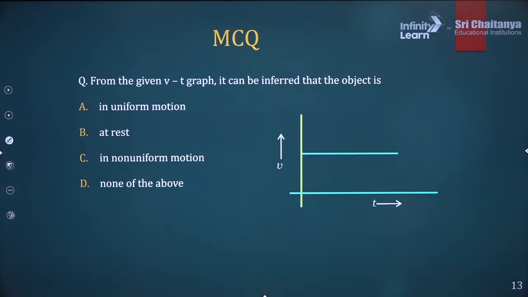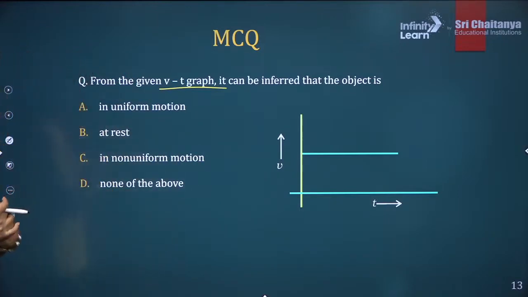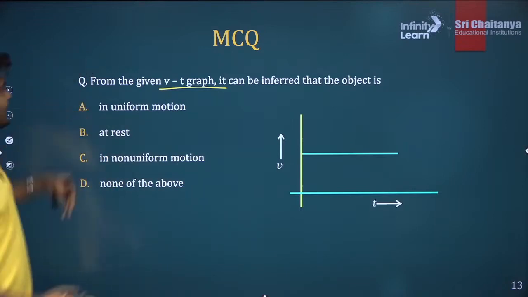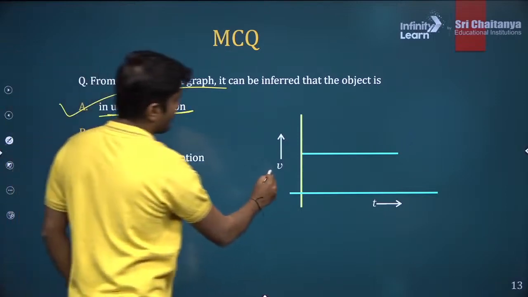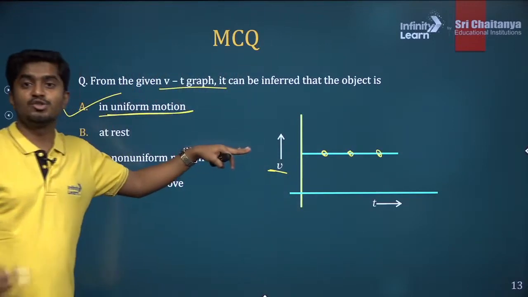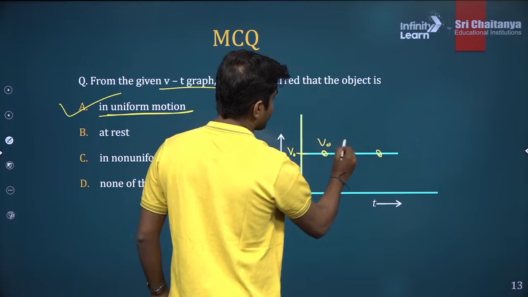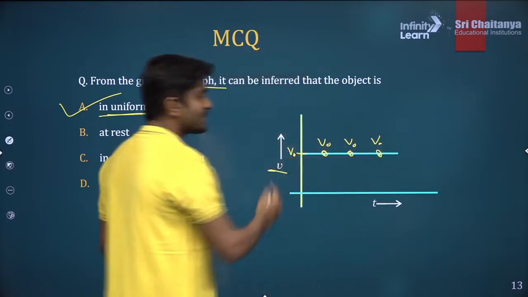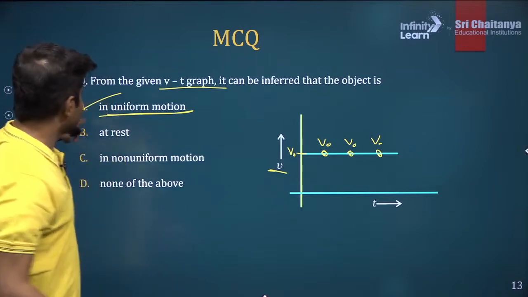The question is, there is a velocity versus time graph. What can you infer from this graph? Option A is correct. Nice, Raj and Devanshi, correct. This is an example of a uniform motion. You see here, the velocity is constant. The velocity is not changing at all the points. Let's suppose there is a V0. At all the points, velocity is V0. So this velocity is not changing with time. If the velocity does not change, it is a uniform motion.